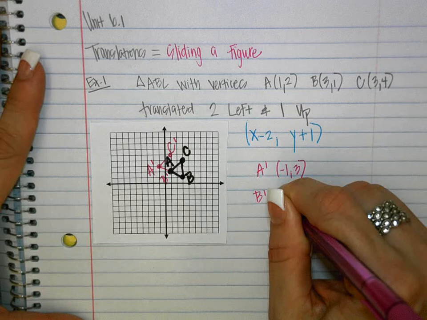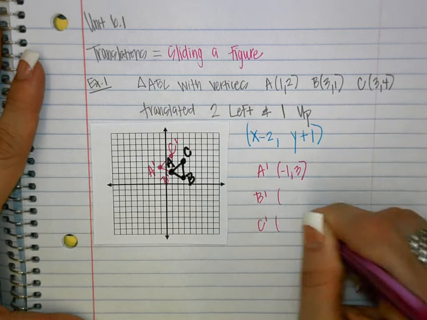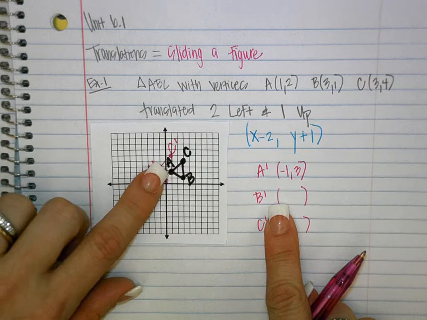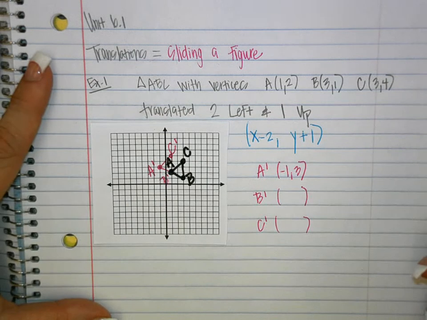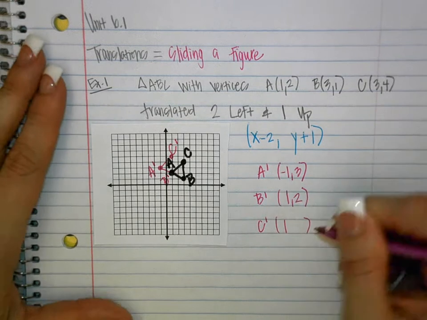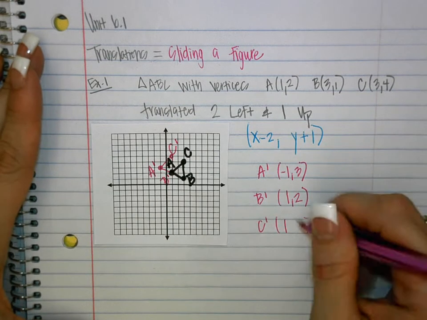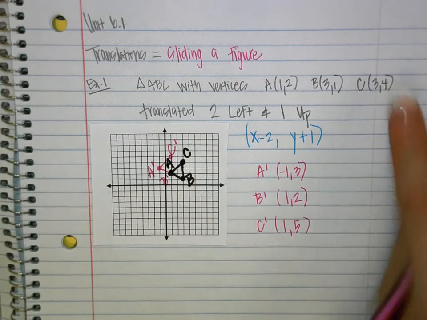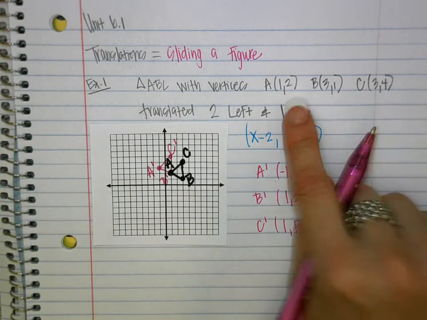B prime is at what coordinate? And then C prime. Where's B prime at? If I label this dot right here. Over 1, up 2. And C prime is over 1, up what? 5. Okay, so you can always check your work by actually doing the addition or subtraction to the original coordinates.